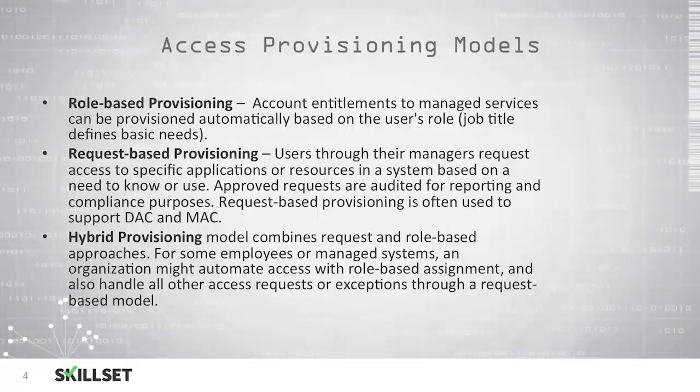One method is role-based provisioning, where we assign permissions to a user based on their job title. For example, a salesperson may have a certain set of rights, but a manager may have additional rights on top of the salesperson's rights. We also can use request-based provisioning, where a user is required to request access to a specific system or application. Their request is then forwarded to their manager, who makes the decision of whether they should have access or not. Any requests that are approved will be stored for later auditing purposes and compliance purposes. Request-based provisioning is often used with discretionary access controls or DAC, or mandatory access controls or MAC.